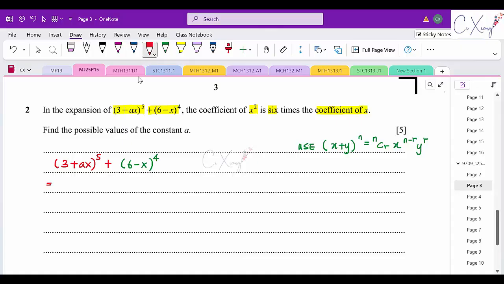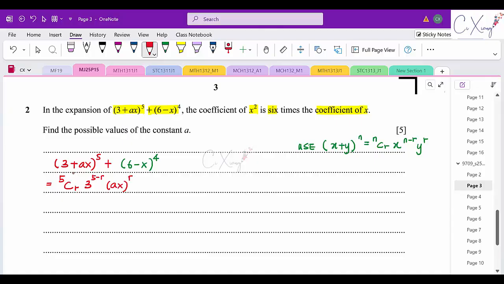Okay, so for the first bracket, I try to expand this particular bracket, and I'm interested in the terms of x squared and also x, right? If we have a look at our expansion here, our term at the back is ax. So basically the x squared and also the x will come from the ax here, right? So how can I make the ax here with a power 2 and also the power 1? I think it's quite obvious. For this red color bracket, you should be having 5Cr first, then 3 power 5 minus r, (ax) power r.